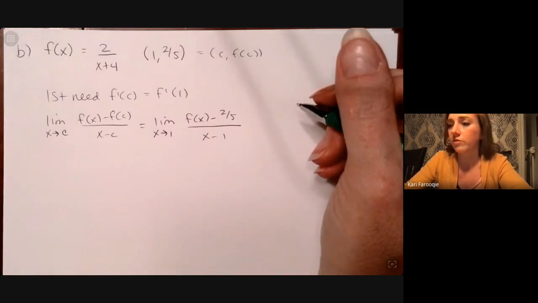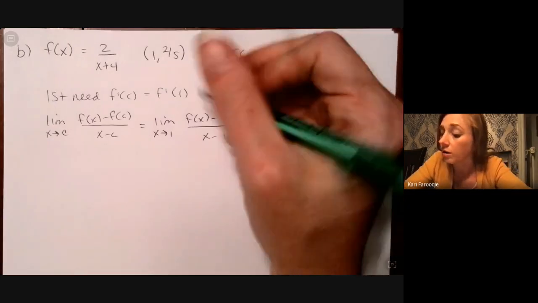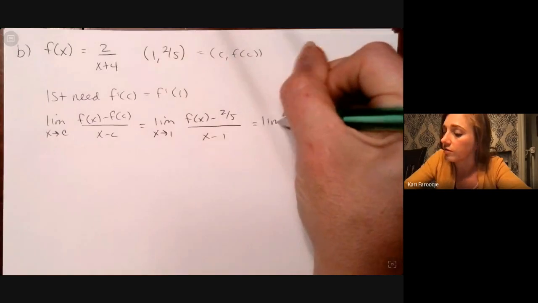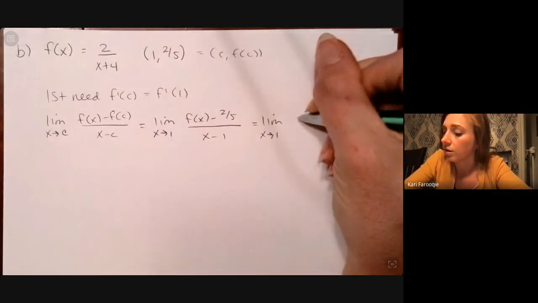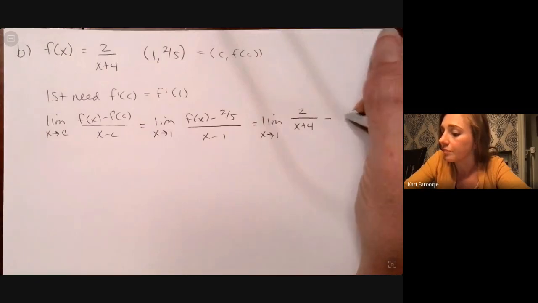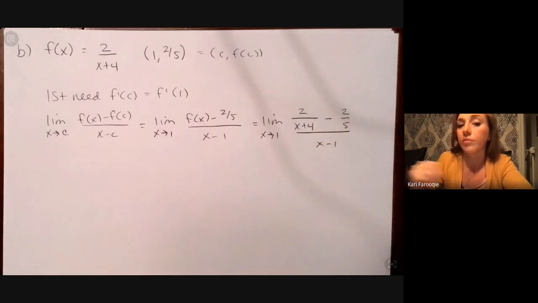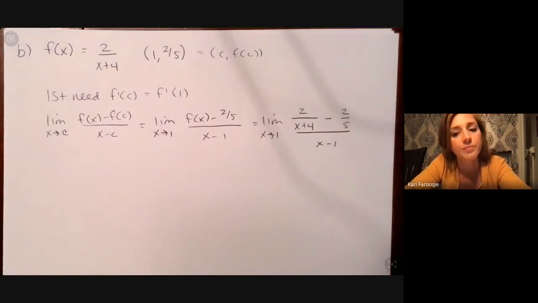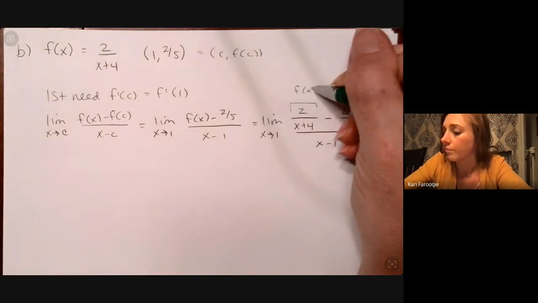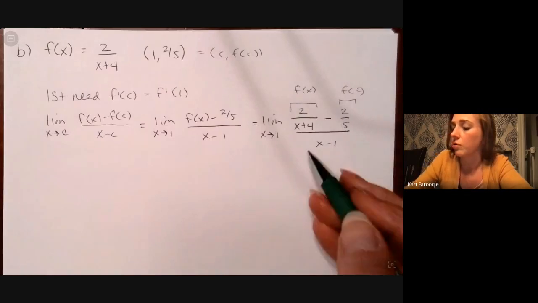Oh, you know what I did? This is why I don't like using a pen. I wrote f of x, but I didn't actually write the function f of x. That's okay. I'll just write it again. I don't know why I did that. That was very odd. Okay, so here's f of x, f of c, and then in the denominator we have x minus c.